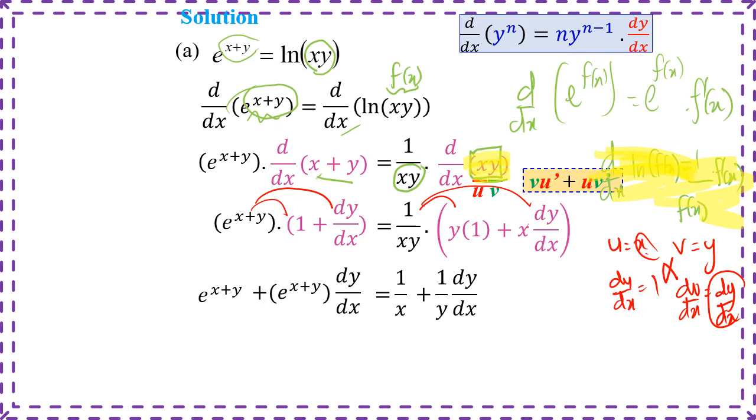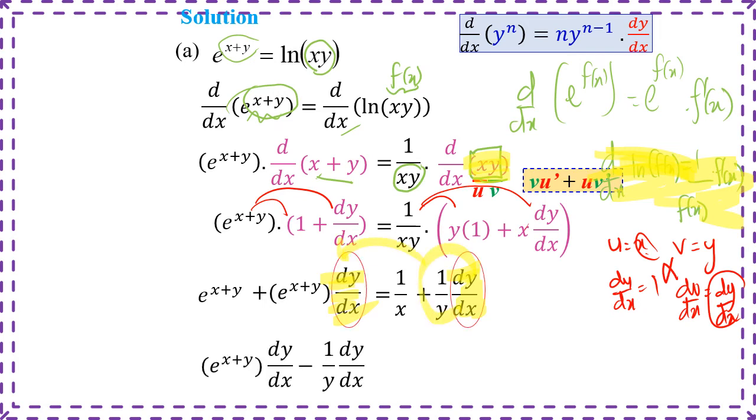Okay, now we have each term already. What we need to do is to group the dy/dx together. So we can bring this term to the left side. It will be e to the power of x plus y dy/dx minus 1 over y dy/dx. And on the right side, we have 1 over x minus e to the power of x plus y.